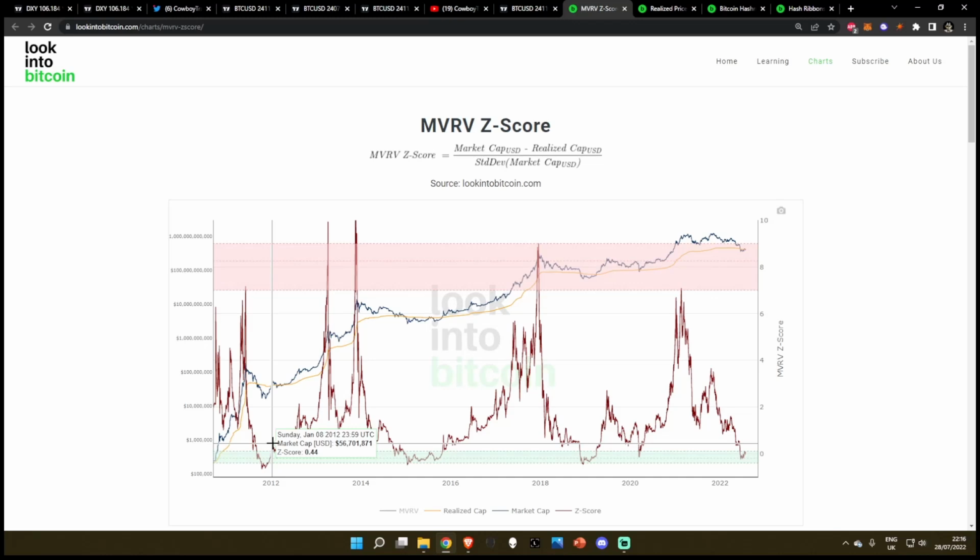Does this mean you can take it to the bank every single cycle from now on? No, I wouldn't say so. Trends are meant to be broken. This is not going to last forever. However, at least based on previous data points that we've got, this has called these bottoms with 100% accuracy so far.